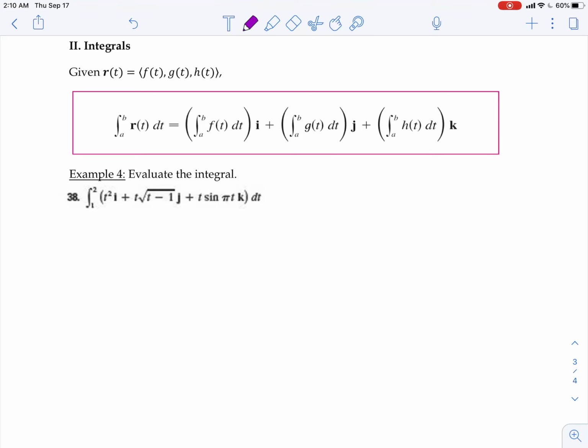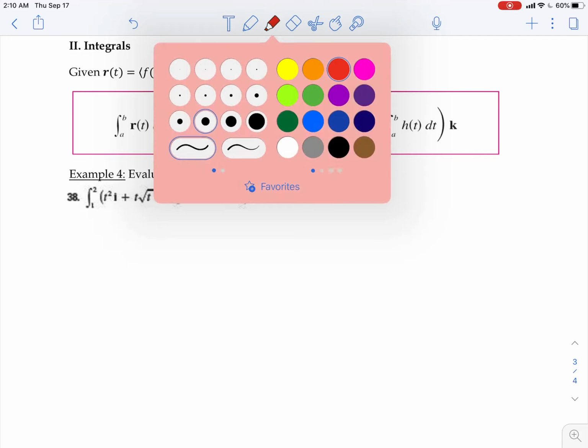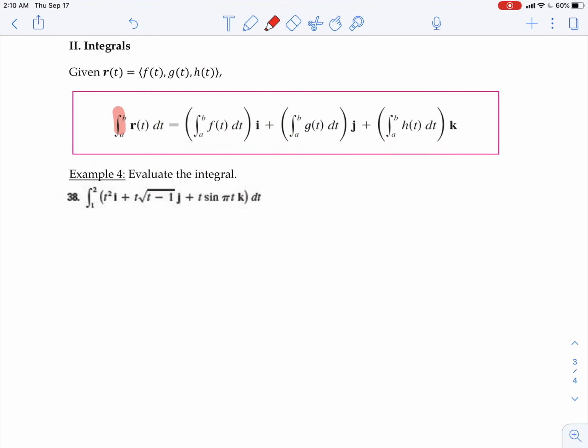If we're going to take the integral of a vector function, we're just going to take that integral to each component of our vector function. So that's all we're doing. It's kind of like distributing the integral to each component of our vector function. And that's it. It's not going to be overly difficult. So now we're just going to apply that.